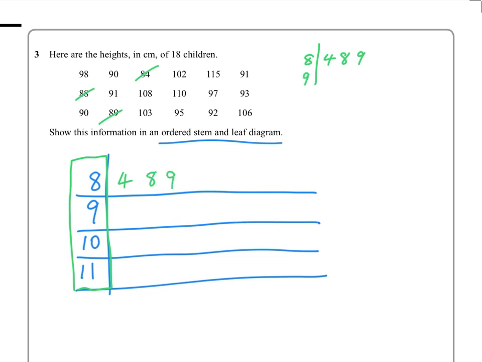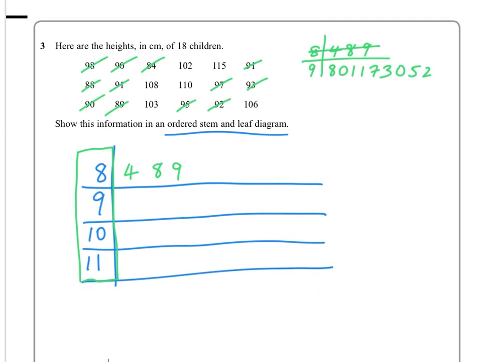Then I'll do the 9s, so I've got 98, 90, 91, 91 again, 97, 93, a 90, a 95, and a 92. And then I order these. So I've got 2 zeros going on, 2 1s, a 2, a 3, and then 5, 7, 8.